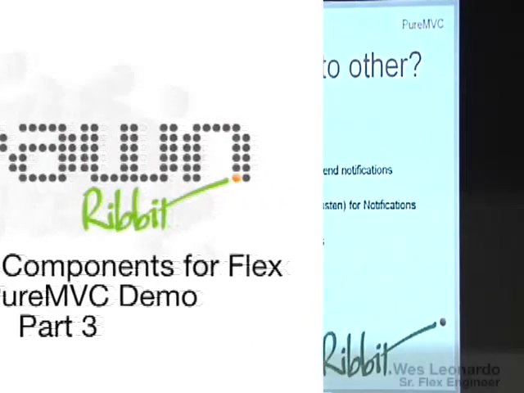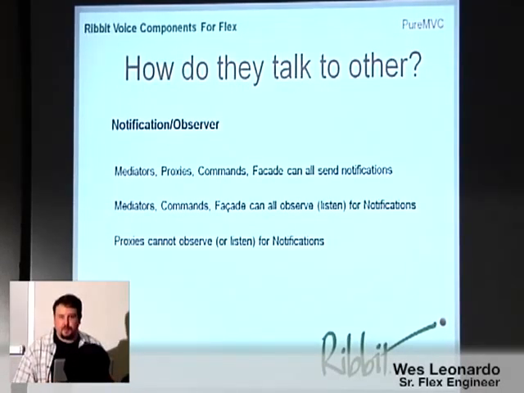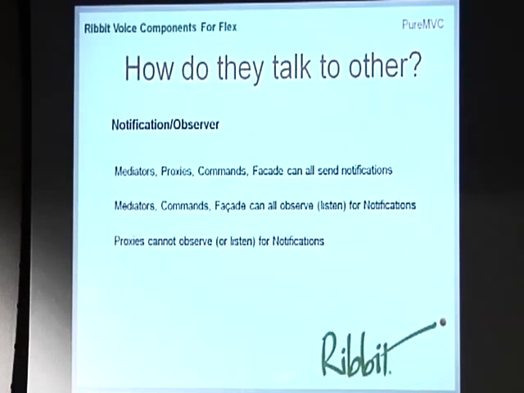So all the lines connecting to each other are how they talk to each other, and that's through the notification and observer events that PureMVC itself kicks off. And so everything in there, the mediators, the proxies, the commands, and the facade, they all can send notifications. Now, mediators, commands, and the facade can also listen to notifications. This is how we're going to tie everything together.